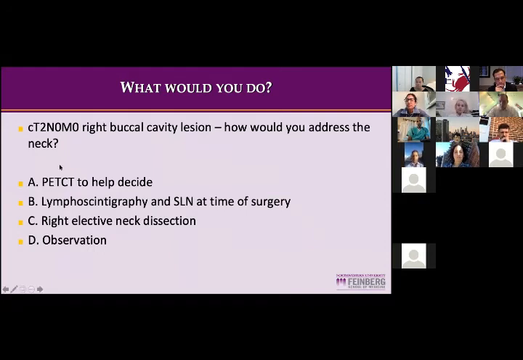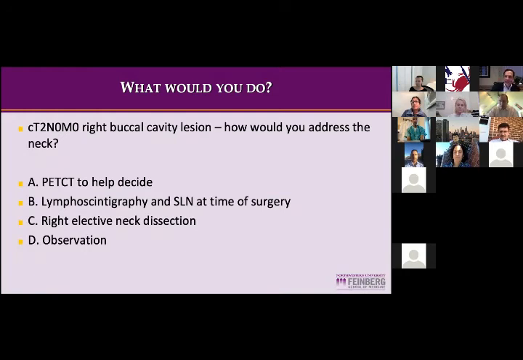So it looks like the majority of people would choose to electively dissect the neck. Sorry, I don't want to moderate necessarily. Does anyone have a strong opinion about why you would choose that or choose something else for this patient? Maybe Dr. Cognetti and Dr. Rosenthal could comment.